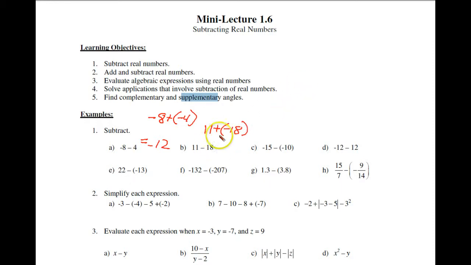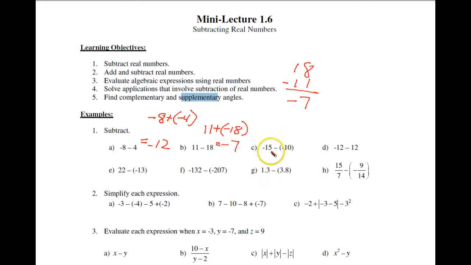So again, we're going to use the larger absolute value, which is 18, subtract the 11, get a 7, and then apply the sign of the larger absolute value, which is negative. So this is a negative 7.